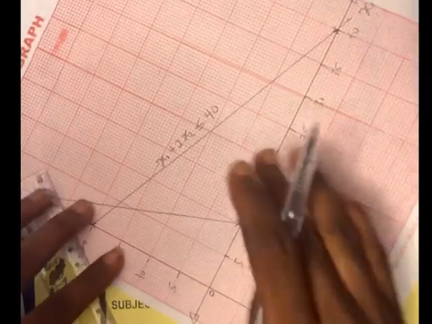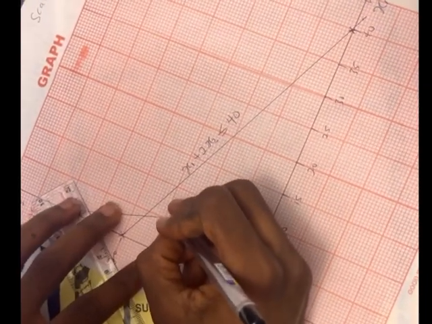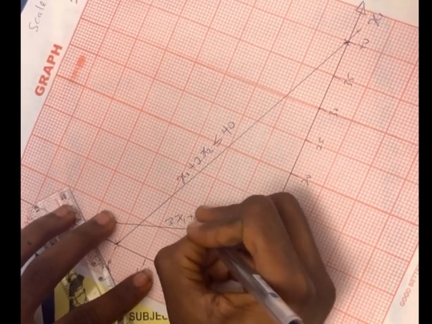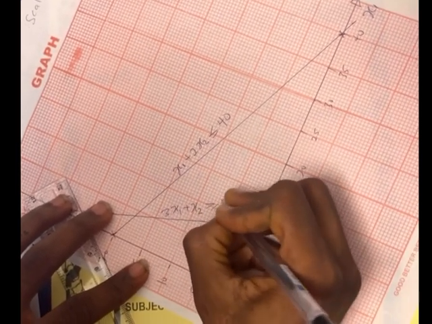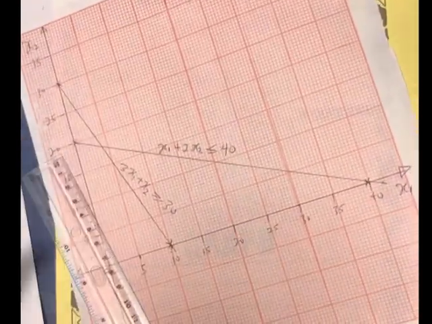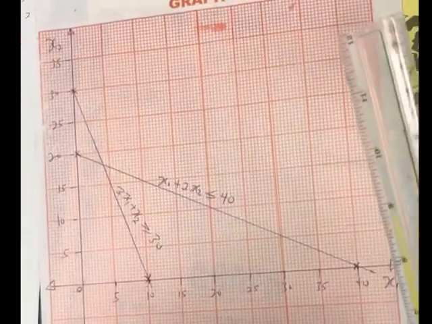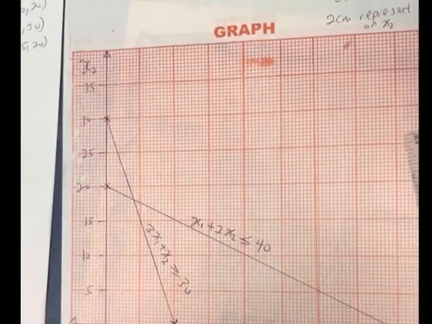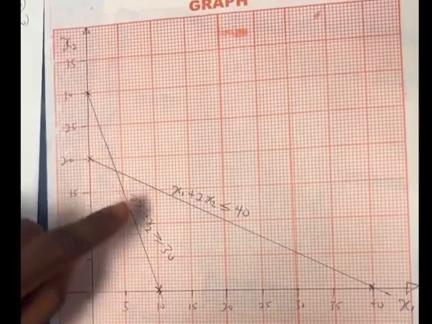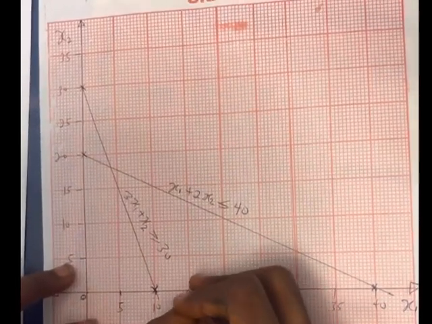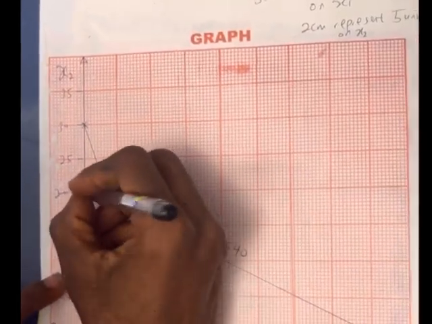So I will now write the 3x1 plus x2 is greater than 30. So for my last constraint, when my 4x1 plus 3x2, that is my x1 is 15, my x2 is 20.